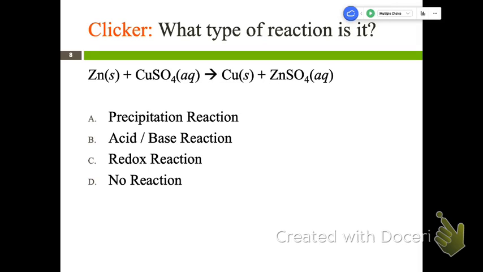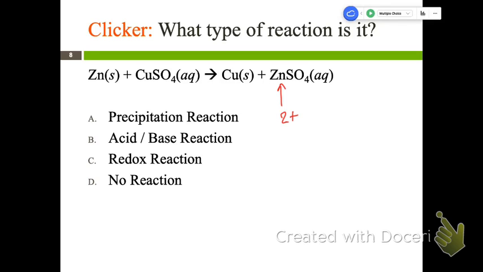Thank you, Jessica. Redox. Why did you say it's a redox reaction? Metal solid of zinc doesn't have a charge, so the charge carries over from the CuSO4 into the product. Okay, so what is the charge of the zinc on the right side of the reaction? 2+, because every sulfate is 2-.